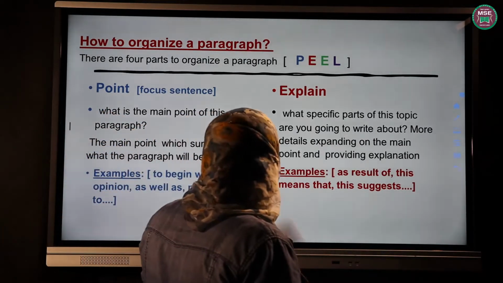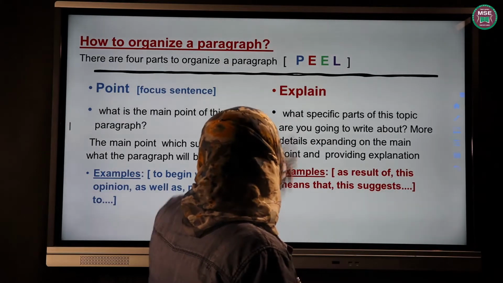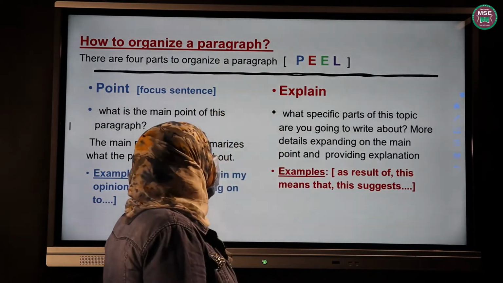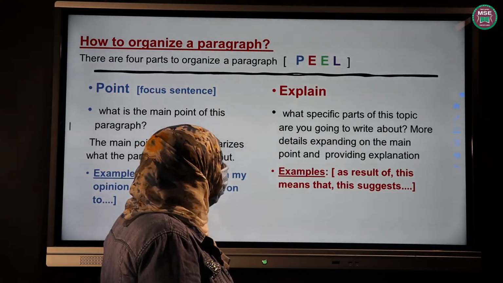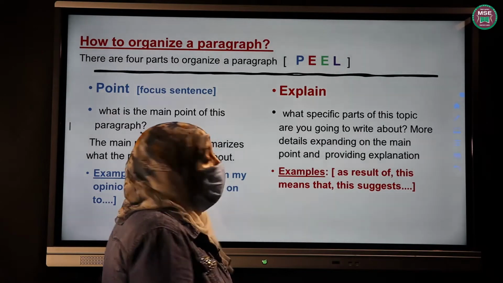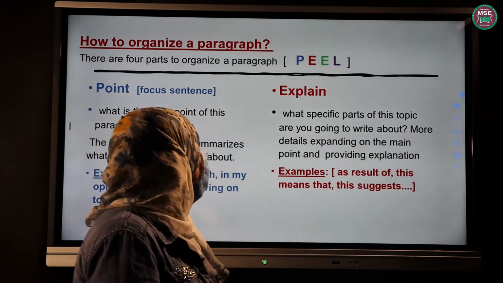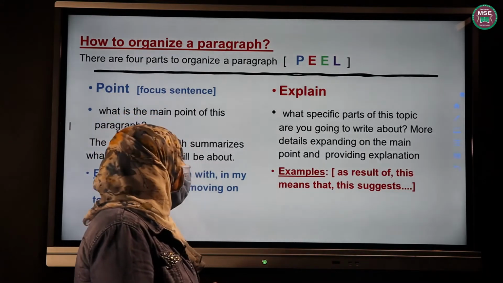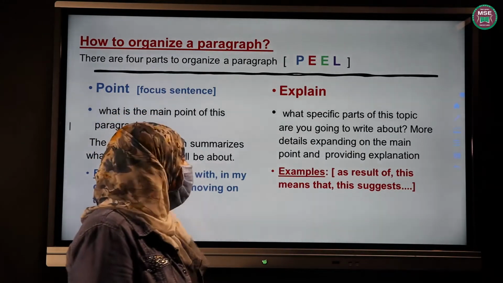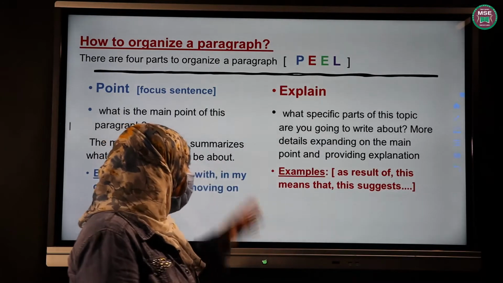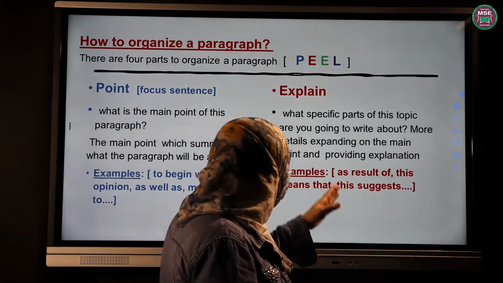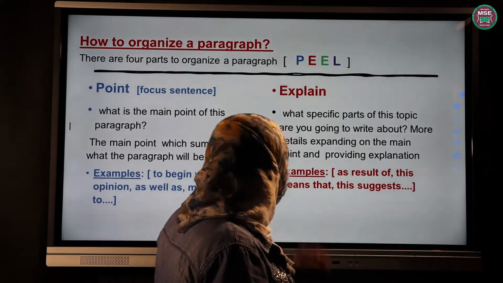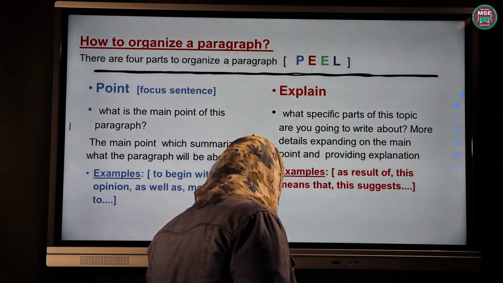The second one will be explain, or the second E. What specific part of this topic are you going to write about? You are going to give more details to expand your ideas about this topic. And again, I can use some words to help me in explain, such as a result of, this means that, and so on.